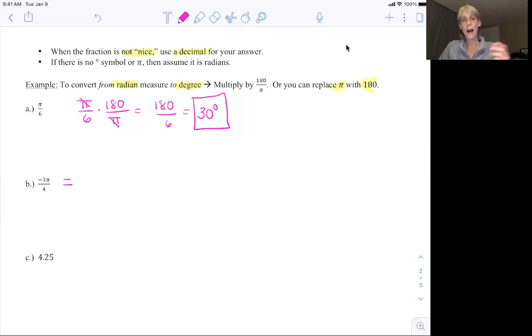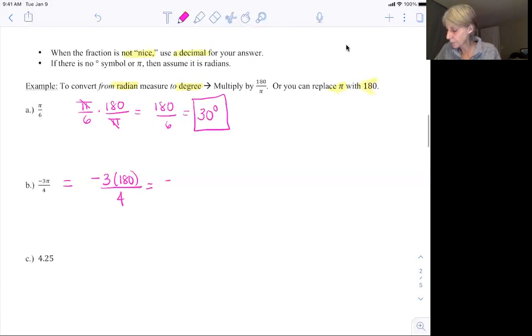So an example of that method would be negative 3 pi over 4, so negative 3 times 180 divided by 4. And now here's what I said. If you do it using this method, you can kind of do these in your head, and then you'll get used to the multiples. 180 divided by 4 is really 45. So I have negative 3 times 45, and it's pretty easy to do this math in your head. This is negative 135 degrees.